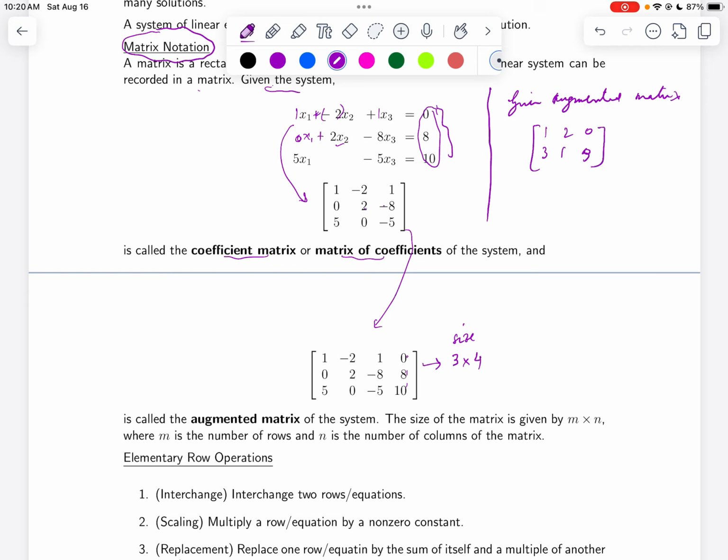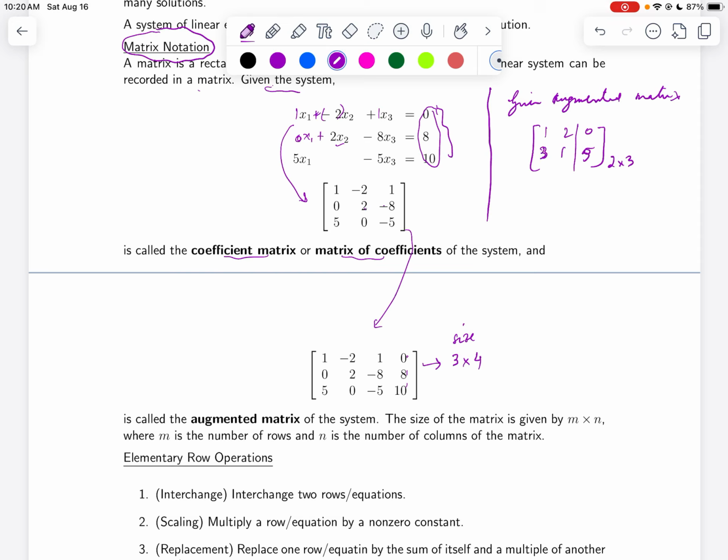So let's make it 5. So what is this? This is 2 by 3. The last column is going to be the numbers on the right side of the equality sign.